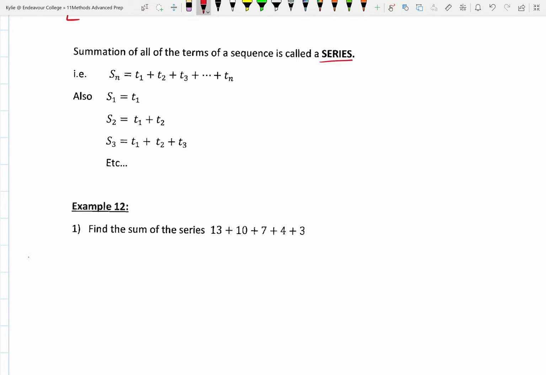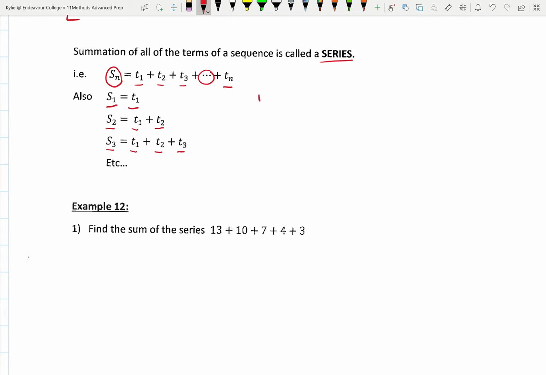is called a series. And a reminder that Sn is T1 plus T2 plus T3, all the terms in between up to Tn. Have a look at the pattern here. We can see that S1 is just the sum of the first term. S2 is the sum of the first term and the second term. S3 is the first term, the second term, and the third term. Well, that much is obvious, I suppose.